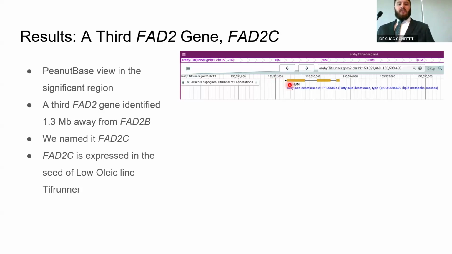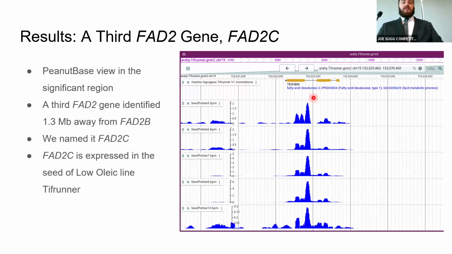Well, we can see from the research on PeanutBase that there is transcription in our seed tissues as they progress. So this is data from Dr. Clevenger looking at the development of our peanut seeds. We can see that this gene is being expressed in the seed while it's growing and developing, which makes sense because it's a runner type, so it's about 40%. So this gene is being expressed there.